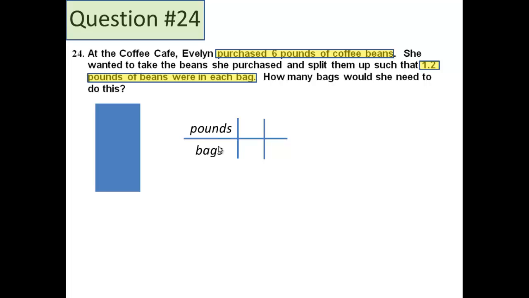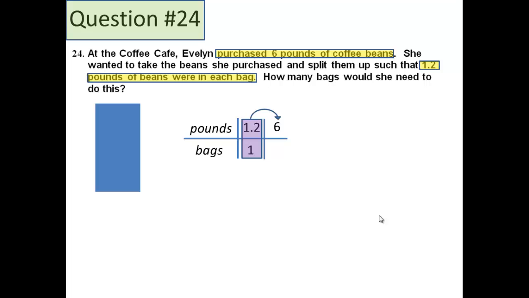Yeah, if you said something like pounds and bags, that's perfect. And now I look for the information in the problem that has both pounds and bags in it. And I see it right there. 1.2 pounds of beans were in each bag. So check it out. 1.2 pounds in each bag. There it is. I got my 6 pounds of coffee beans. So clearly I'm going to put my 6 there. I'm going to highlight the column that I know. And I'm going to draw my arrow from the column that I know to the part that I know in the other column. And that's 6.